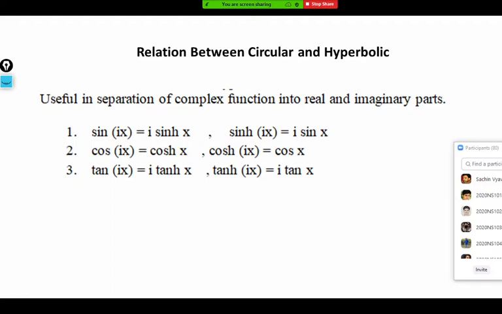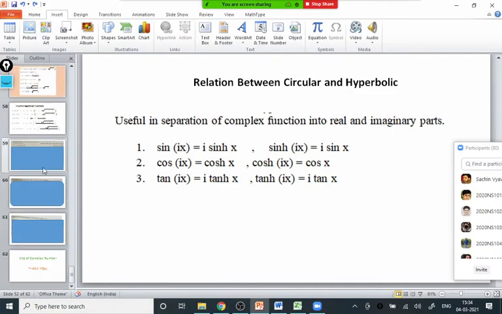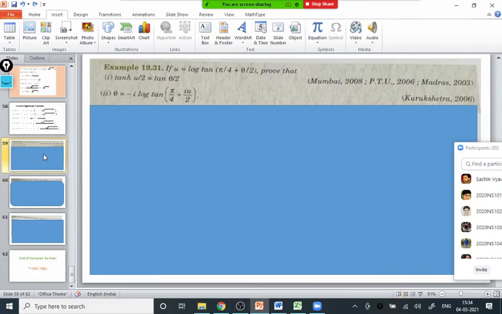For an even function, iota will not come out. Okay, that's all. Got my point, sir? Yeah. Okay, come to the examples now.